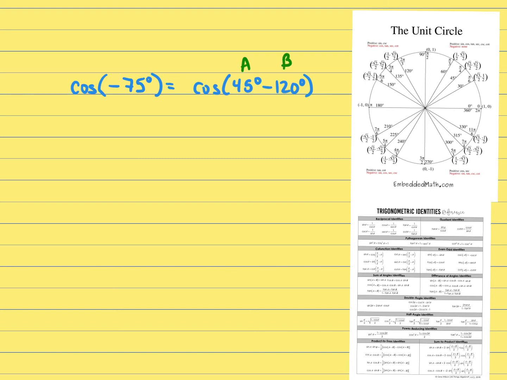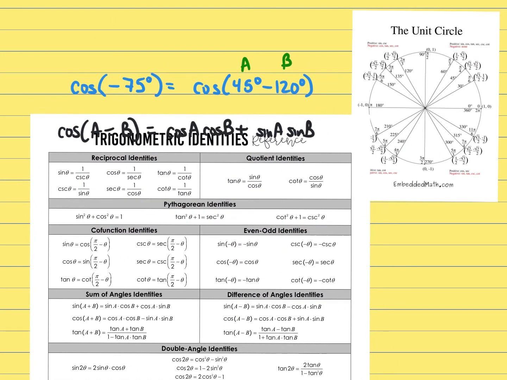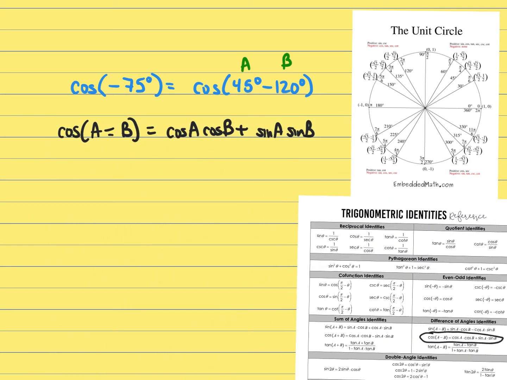So this is my A and B. So if I look at my identity, we have cosine of A minus B, which if I use the identity is cosine A, cosine B, plus sine A, sine B. Okay. Now it is a different sign. If you look at our identities here, we're using this one right here. So that's why I use the one with the different sign. It's just given to you in the formula. It's all just about using these formulas.